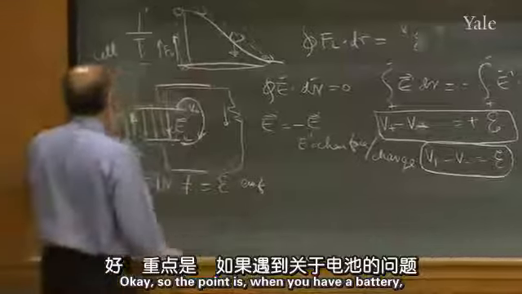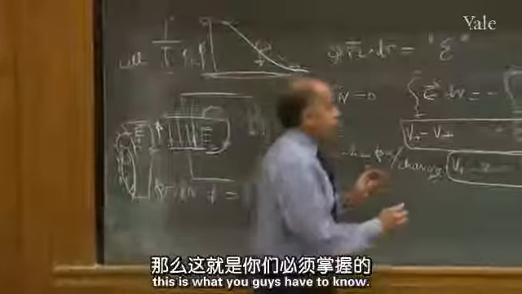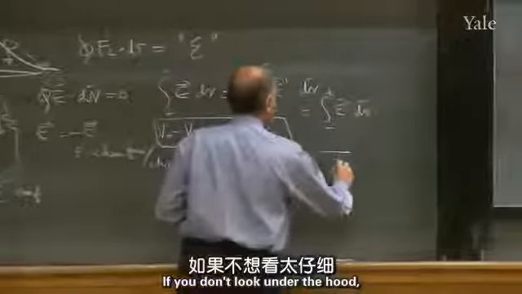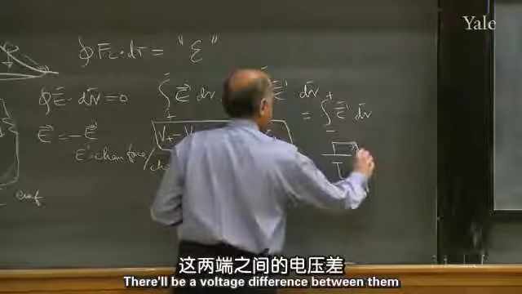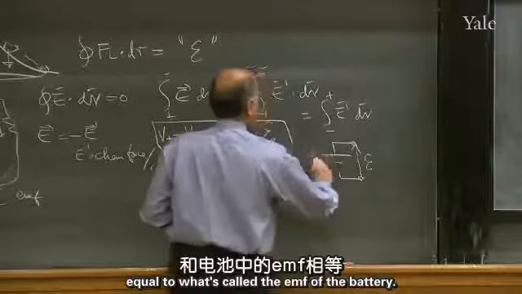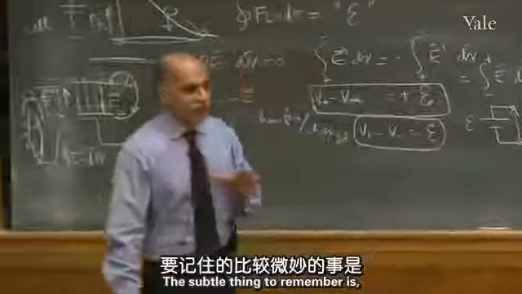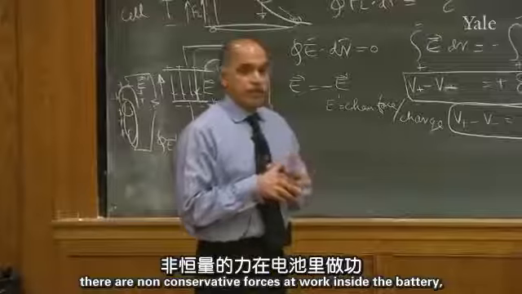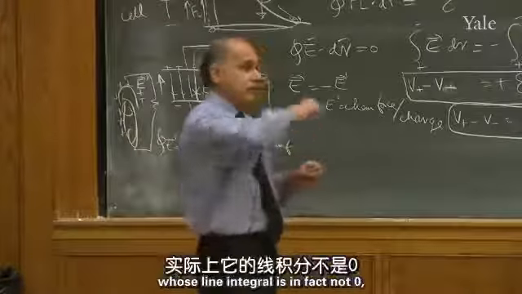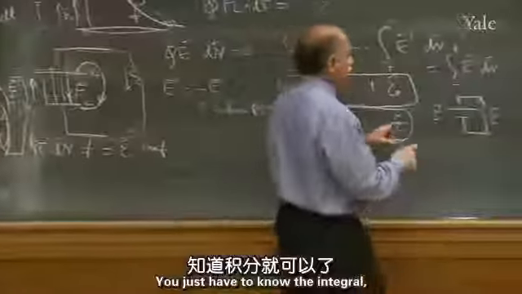Okay, so the point is, when you have a battery, if you don't want to get into any of the details, this is what you guys have to know. If you don't look under the hood, just look at those two terminals, there'll be a voltage difference between them equal to what's called the EMF of the battery. The subtle thing to remember is there are non-conservative forces at work inside the battery. This is what you may not realize, whose line integral is in fact not 0. But you don't have to know all that. You just have to know the integral.